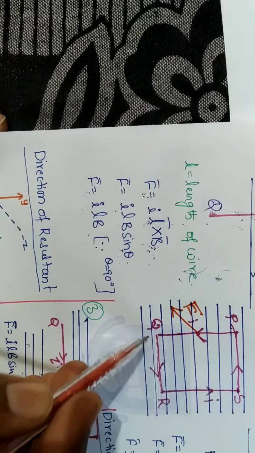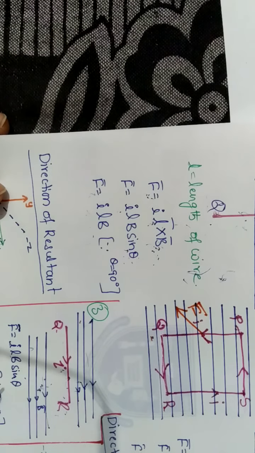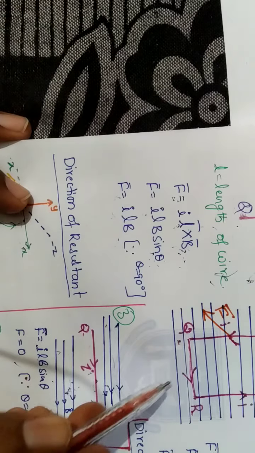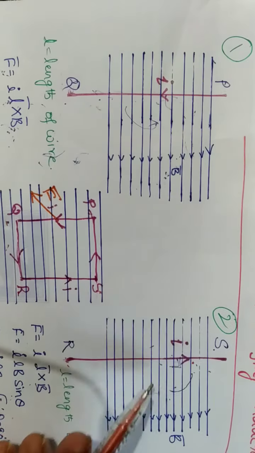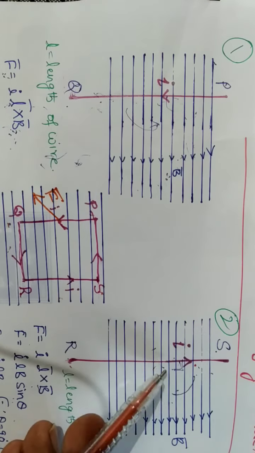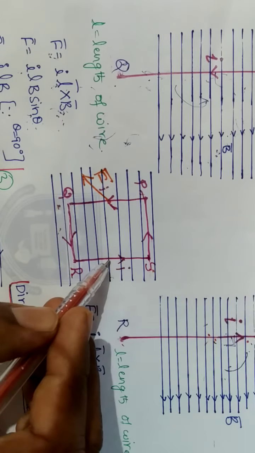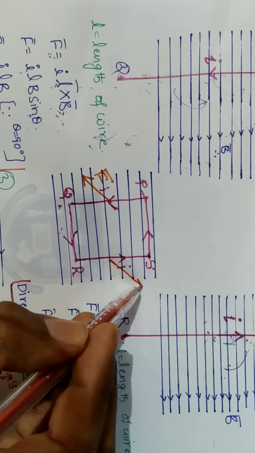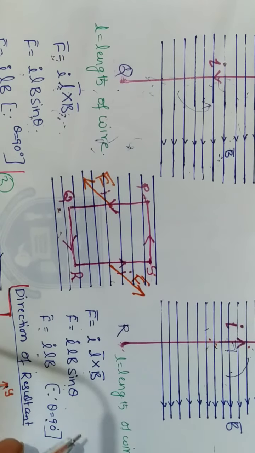And QR is the third element. Here you can see QR. What is the force acting on it? It is 0, so we draw no force here. And here it is R and S, this wire pointing upward current. What is the force acting on it? The force acting on this is inside the plane of the paper, along the negative Z axis. So we draw the force here like this.